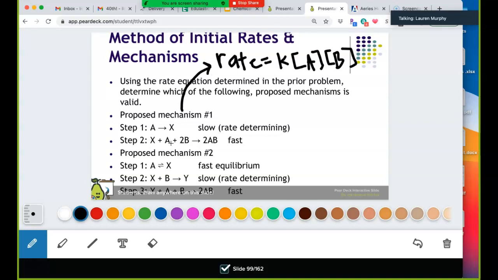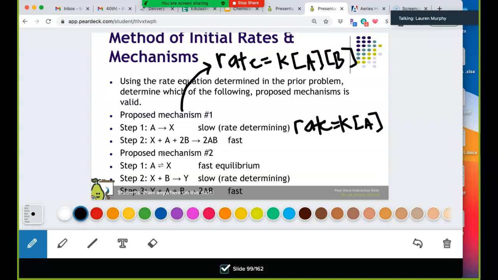So remember, for a mechanism to work, 2 things have to happen. Your mechanism has to match your overall reaction, and your rate law has to match whatever your rate law says it is. So if you were to write a rate law based on mechanism 1, what would it be? Well, the first step is the slow step, right? So the rate law for mechanism 1 is rate equals K times the concentration of A. That's what the rate law would be based on mechanism 1, because we only have A, and our first step is our slow step, and you always write a rate law based on your slow step.